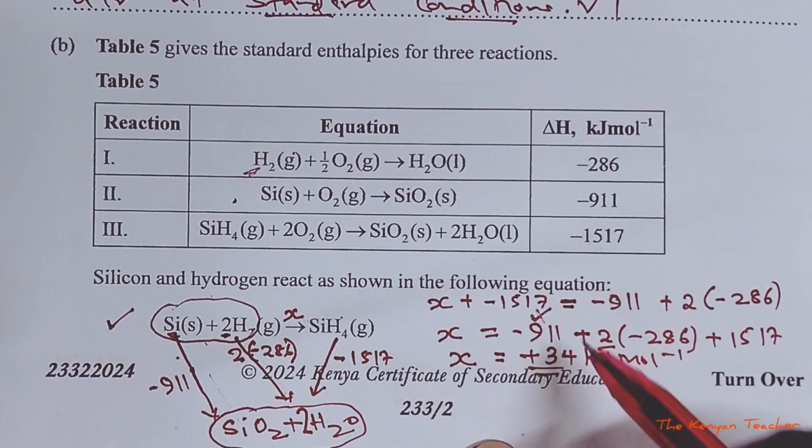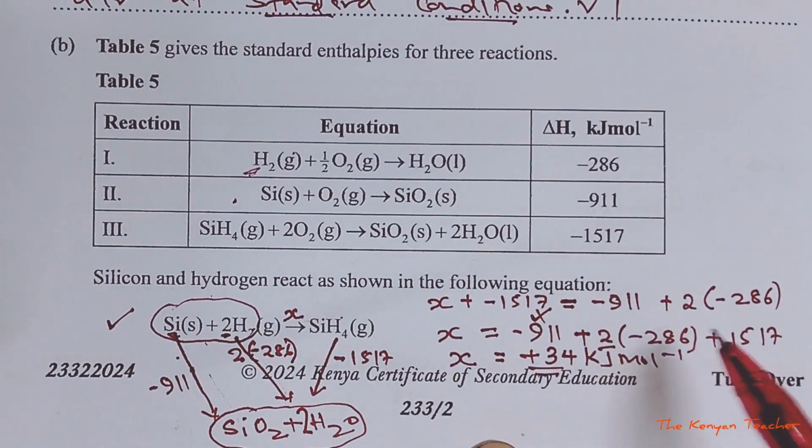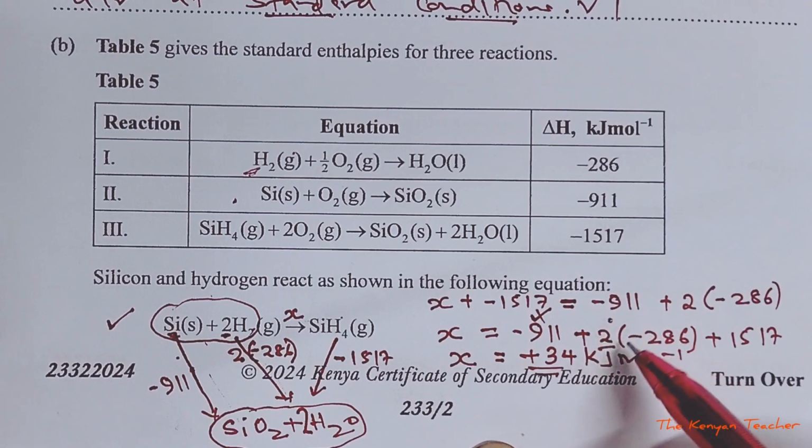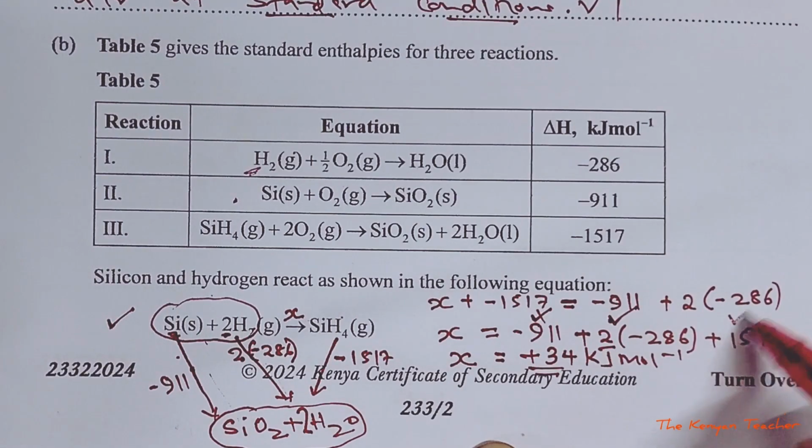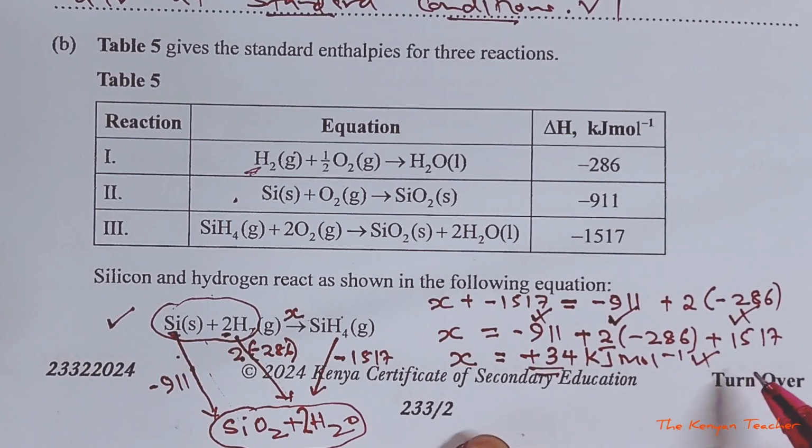So negative 911 would give half a mark. 2 by negative 286 was awarded 1 whole mark. Addition of 1517 was half a mark, and the final answer is half. Of course, we ignored the units, but we want to tell the students that if you have to put them, make sure they are correct. Of course, k is a small k and J is a capital J. We proceed now to part C of question number 6.